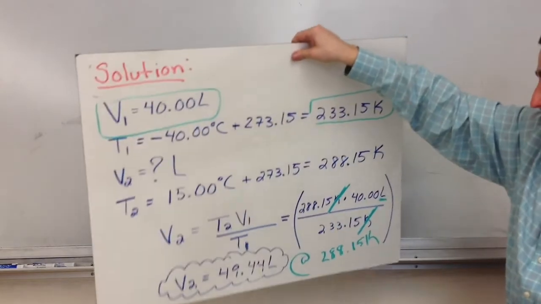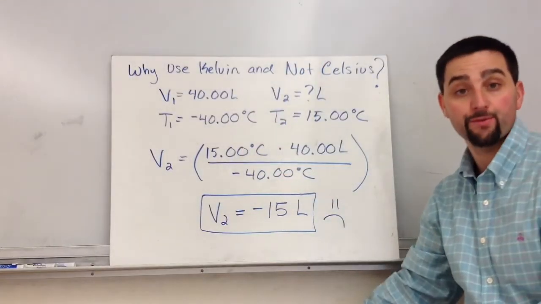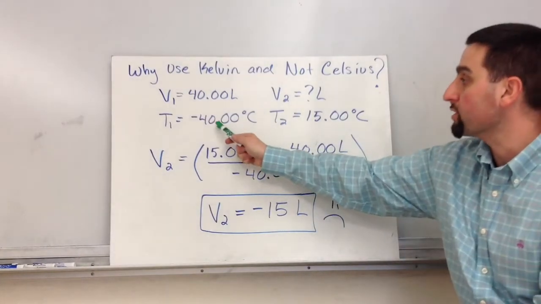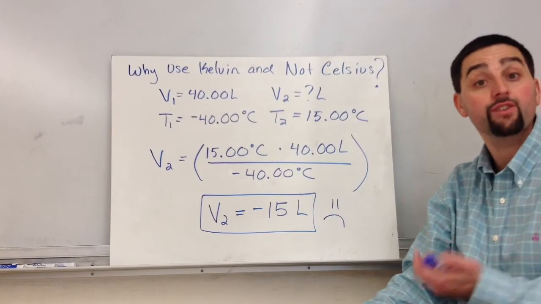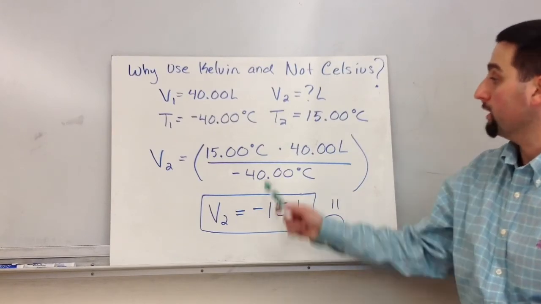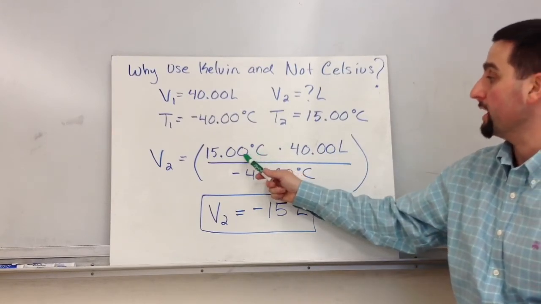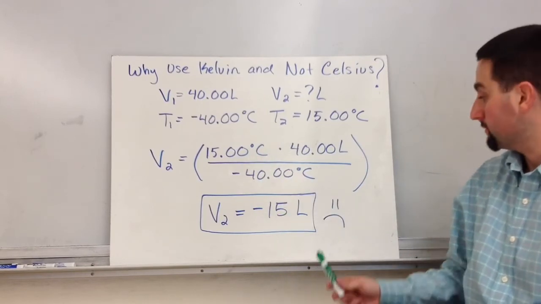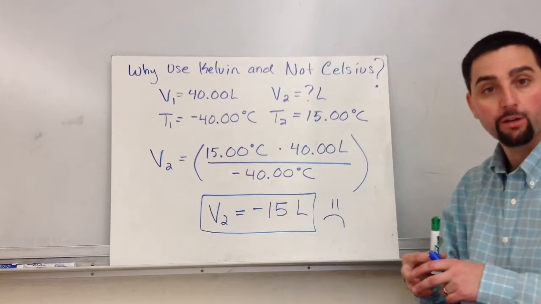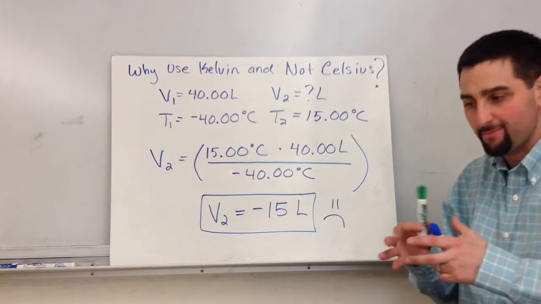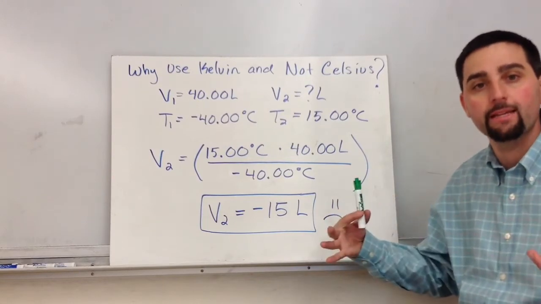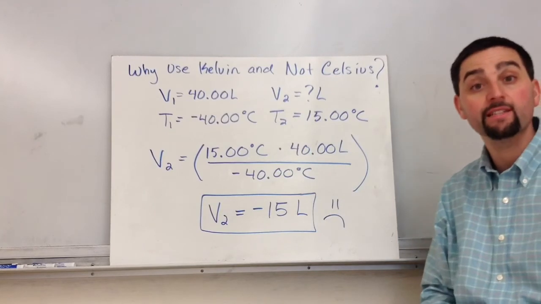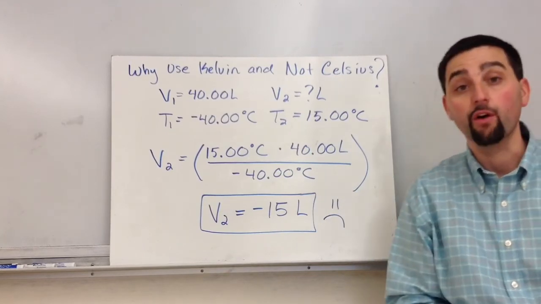Now, why don't we use negative values? Why don't we use Celsius? What if we kept our original negative 40 degrees Celsius? How would that change our answer? If we keep our temperatures in Celsius and plug in, we get a negative value. We get a negative volume, which is strange. It doesn't happen. Gases take up space. So just remember, when converting, always convert Celsius to Kelvin.